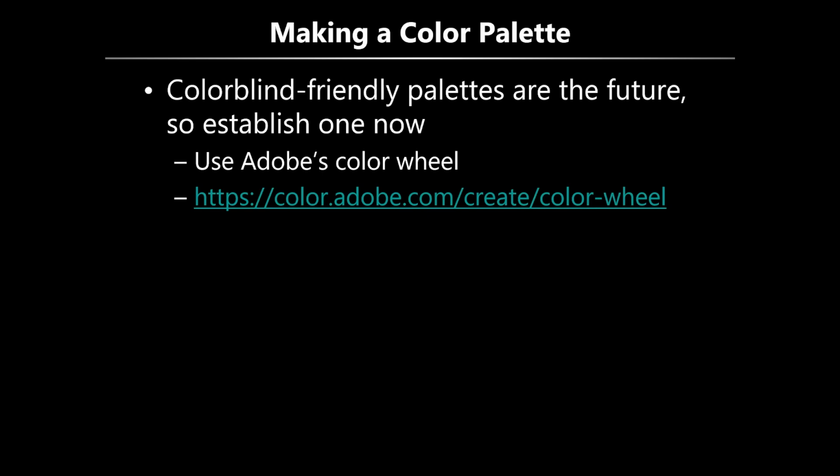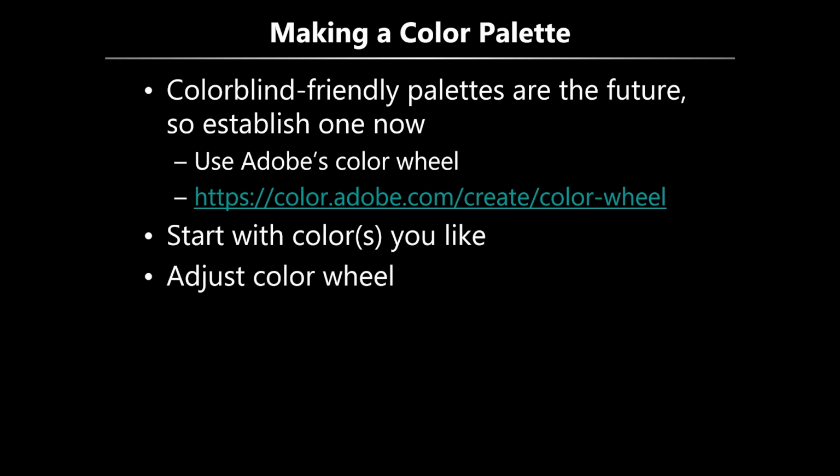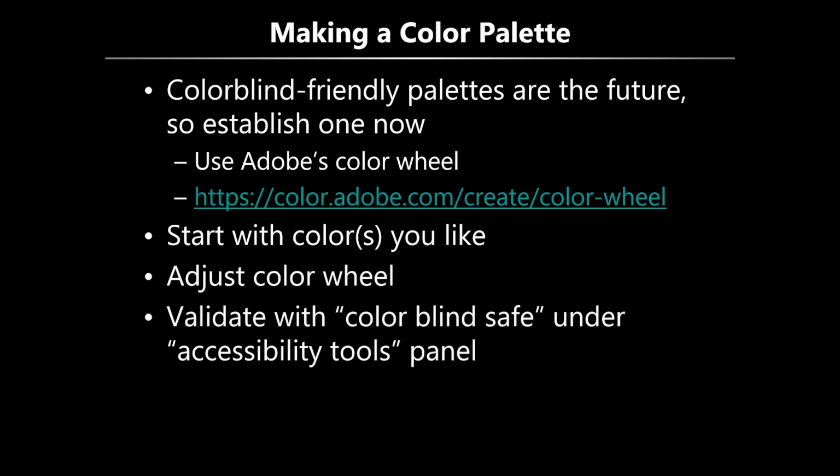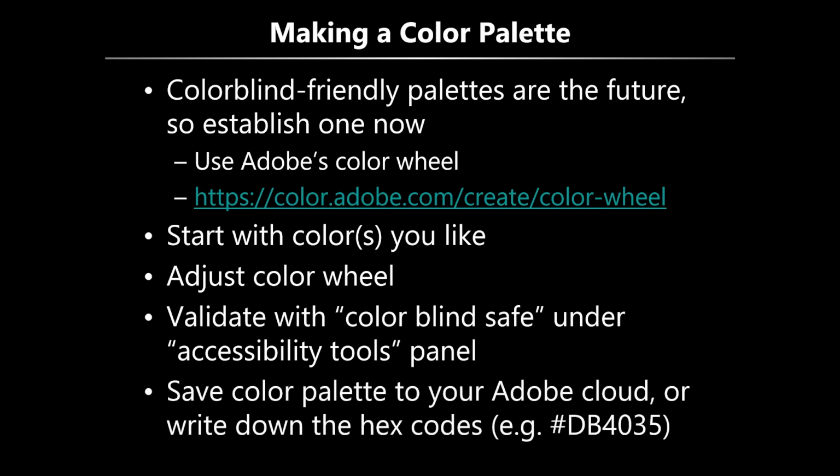So I talked about the idea of colorblind friendly palettes, but it's this idea of using Adobe's color wheel. So Adobe Color Wheel will help us make a color palette in like a minute. And then you pick colors you like and you put them in your Illustrator template and you're good to go. You start with colors, we'll adjust the color wheel, we'll show that in a second, and then we can validate that it is colorblind friendly safe. So really quickly, we will hop over to Adobe Illustrator to do that.